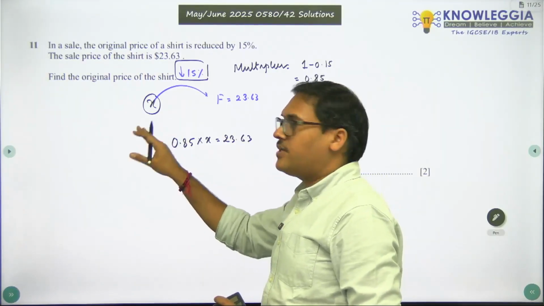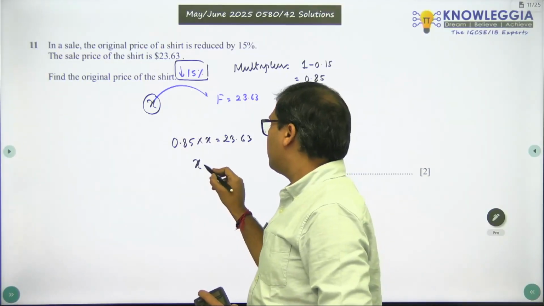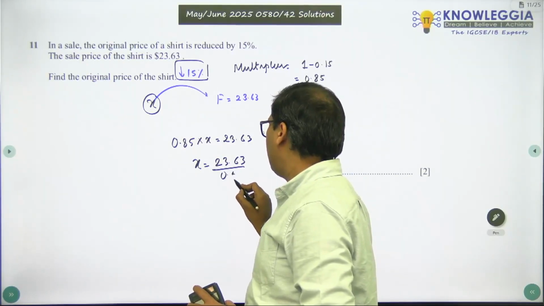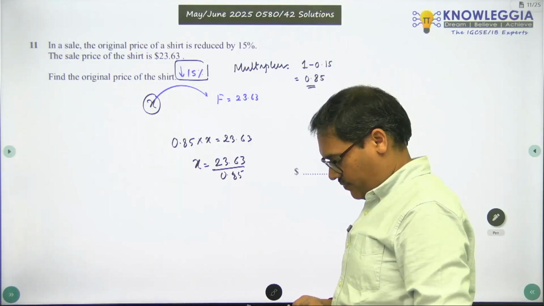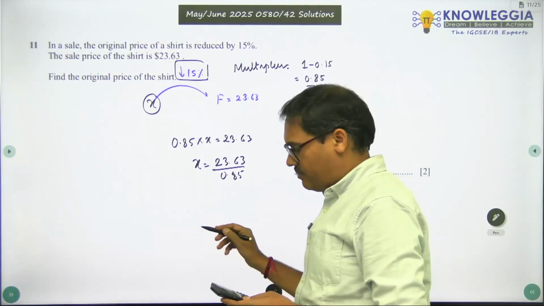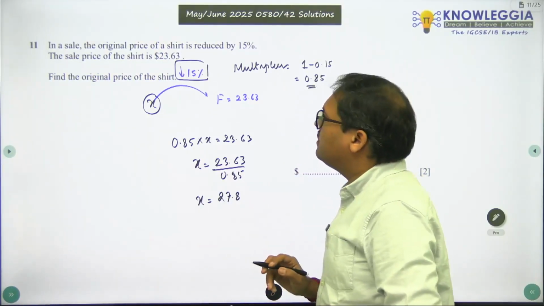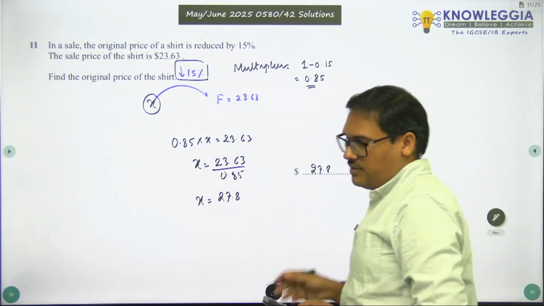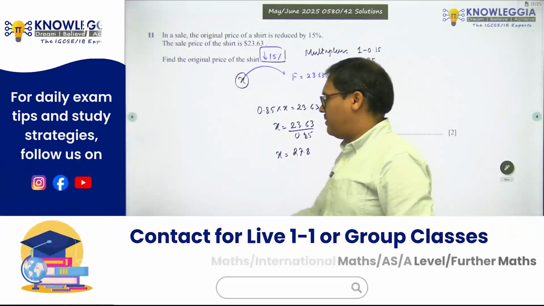Original price reduced by 15%. So what is X? This is 23.63 divided by 0.85. So what is the answer? 23.63 divided by 0.85 is 27.8. So the original price is $27.8. So let's see what the correct answer is. Yes, 27.8 is the correct answer. Okay.